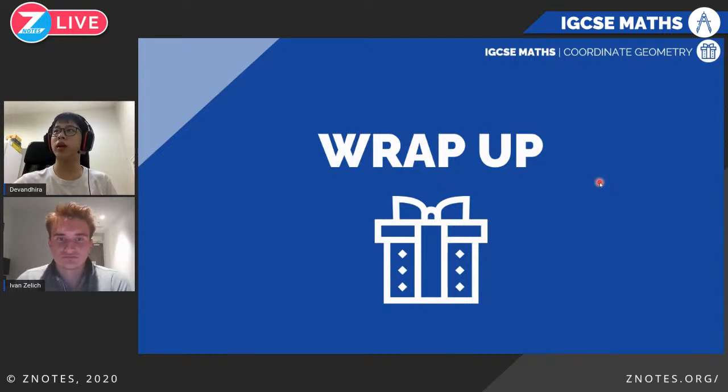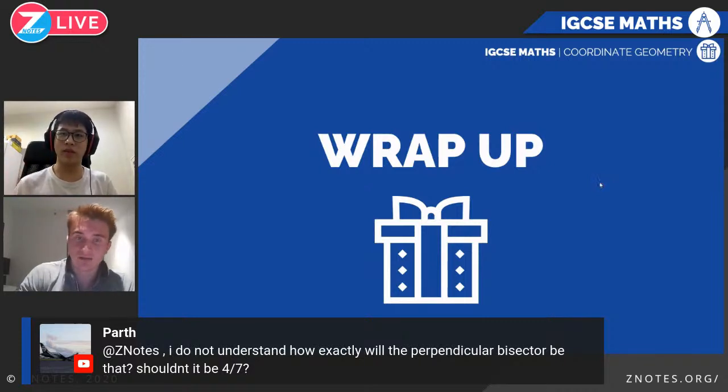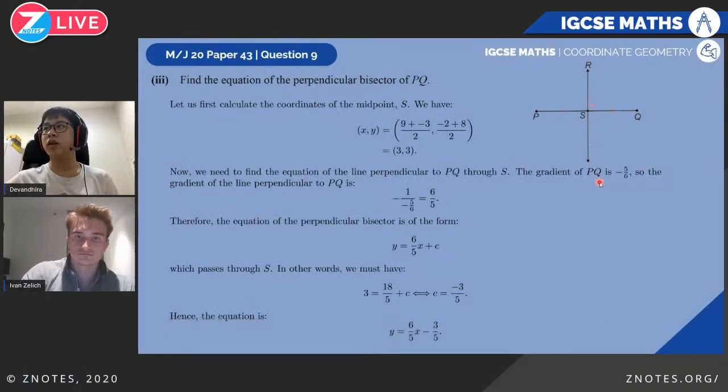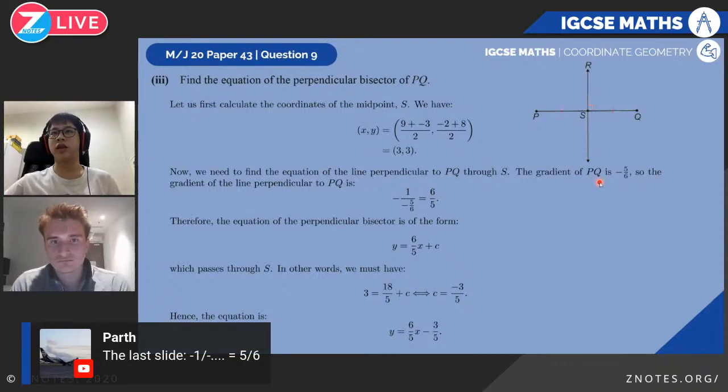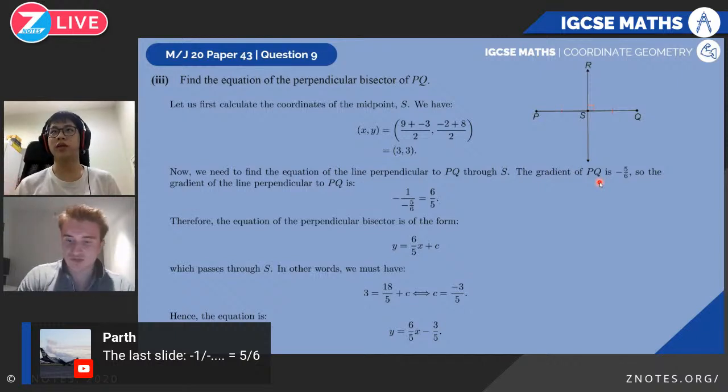Okay, so we have one question from the comments. He said that he does not understand how exactly the perpendicular bisector will be that. Should it be 4 by 7? I don't really understand what this 4 by 7 is. Can we head to the last slide? The last slide, -5/6, 4 by 7. May I see the slide before this one?